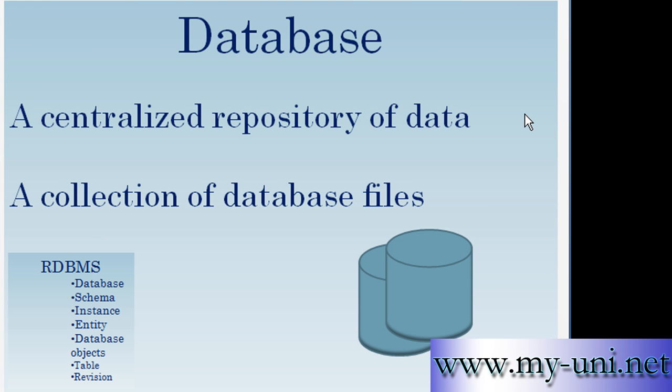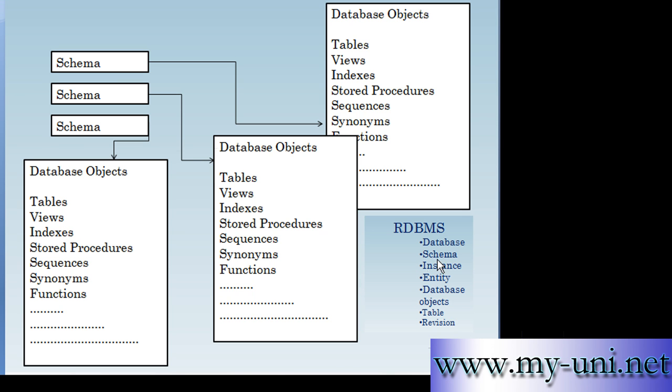Revision from the last video. A database is a centralized repository of data for a programmer. It might be just a collection of database files, also known as data files in Oracle. The next thing we need to understand is a schema. In all relational databases, there is a logical structure known as a schema. In fact, a schema does exist in databases that are not relational. A prime example is Windows Active Directory, which is a hierarchical database.